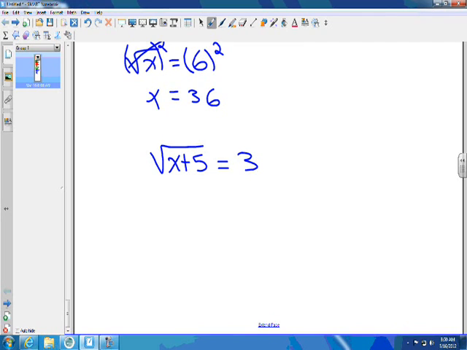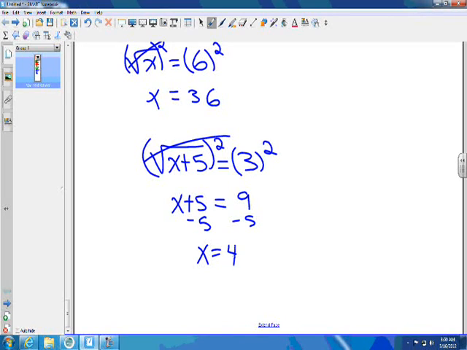Is the radical by itself? So what do we do? Go ahead and square. That cancels. Square, so we have x plus 5 equals what? 9. 9 minus 5, x equals 4. 4 plus 5 under the radical, 9, and the square root of 9 is 3, so it checks out. 4 is your answer.